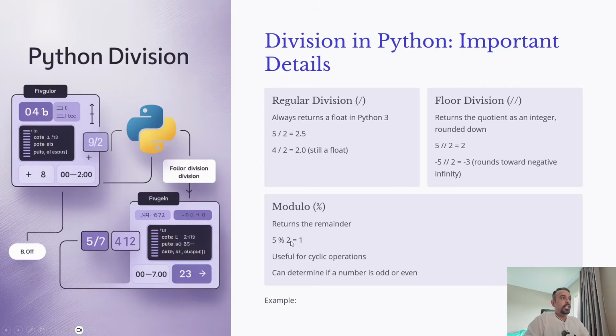As I said, when I say 5 modulus 2, so we will say it is an odd number. So 2 2s are 4, so 1 is remaining. That is what it returns. And it is usually useful for cyclic operations.